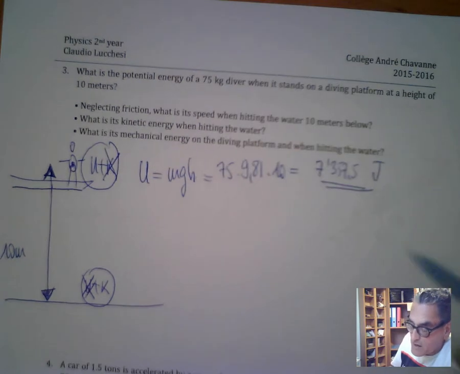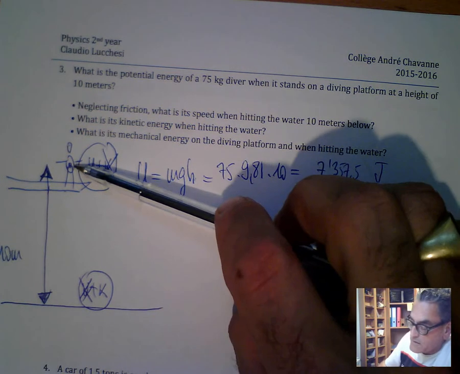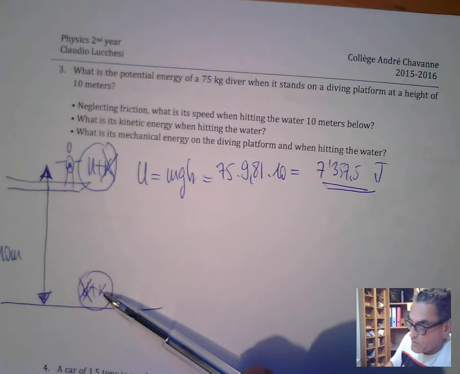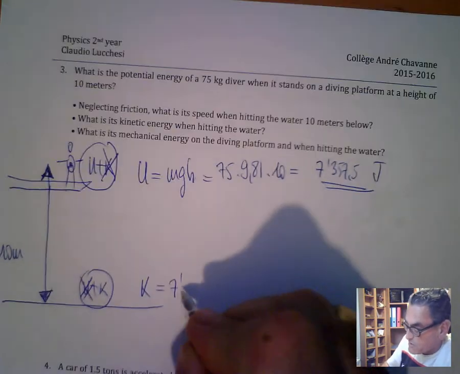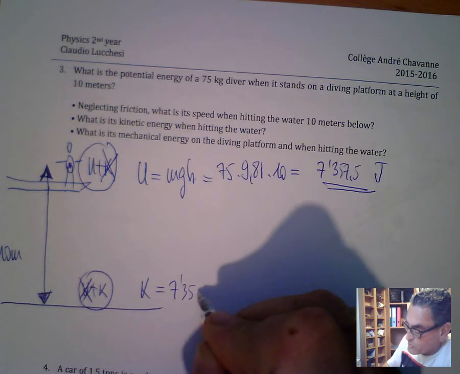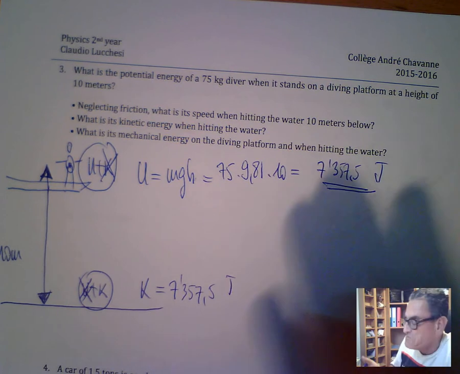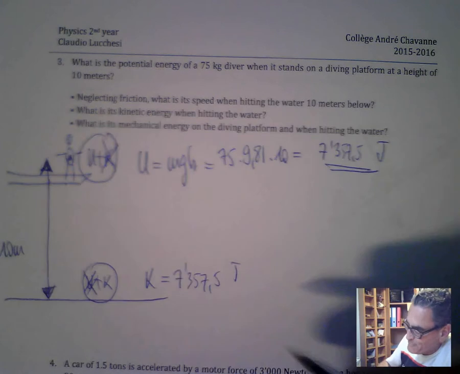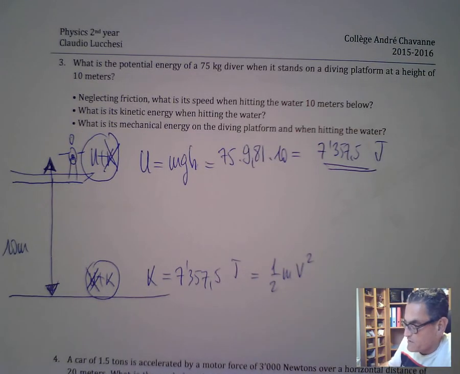It's a bit blunt to say it like that. I mean, the value of the potential energy before the dive has to be the same as the value of the kinetic energy after the dive. So here we can conclude that the kinetic energy is also 7,357.5 joules if we neglect friction, which we can do for a dive of 10 meters. It's fine. Good. But we also know that this is 1/2 mv squared.